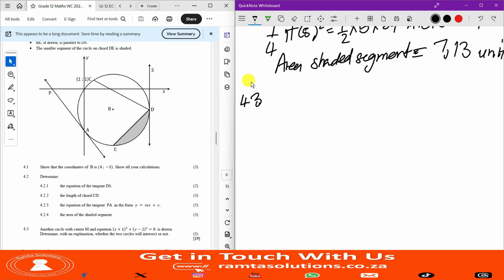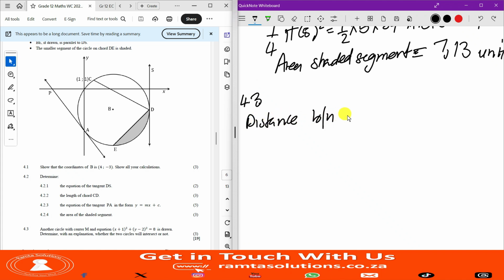4.3, guys. Another circle with center M and equation (x + 1)² + (y − 2)² = 8 is drawn. Determine with an equation whether the two circles will intersect. For them to intersect, we will need to look at the sum of the radii and the distance between their centers. So let's begin with the distance between centers.